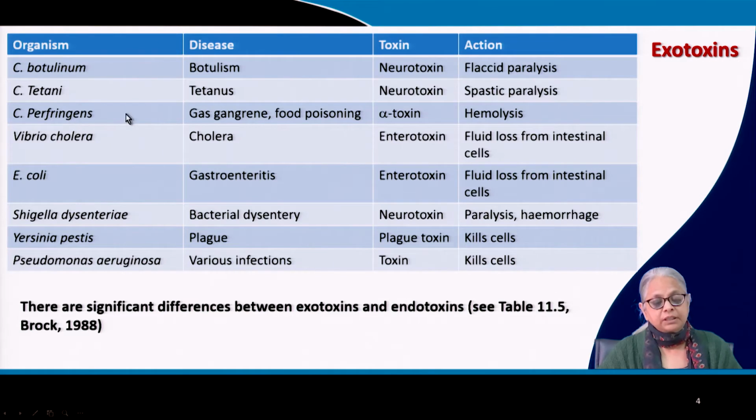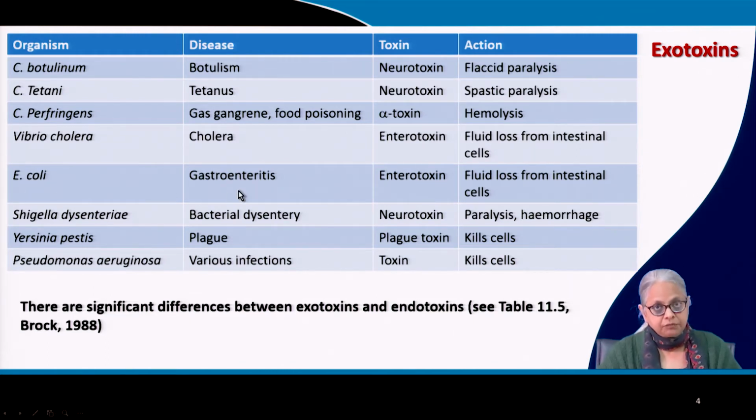This is something that's very common in soil, and it causes a neurotoxic effect and causes spastic paralysis. Clostridium perfringens causes food poisoning, gas gangrene, and the table in the textbook has alpha, beta, gamma, lambda. All these toxins are mentioned, and they are all responsible for causing hemolysis. Vibrio cholerae is the causative agent of cholera. It produces enterotoxins and results in fluid loss from intestinal cells.